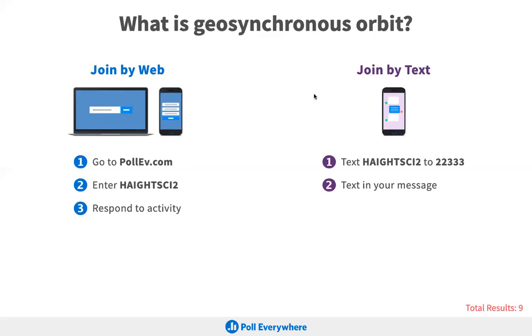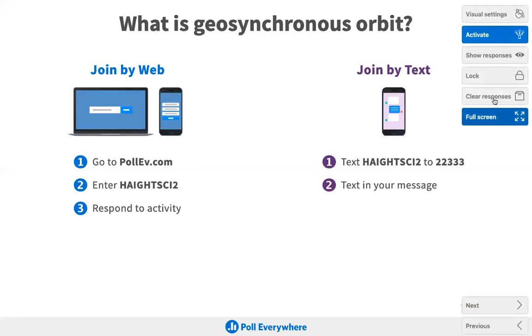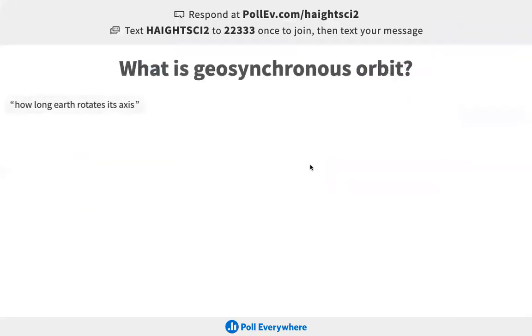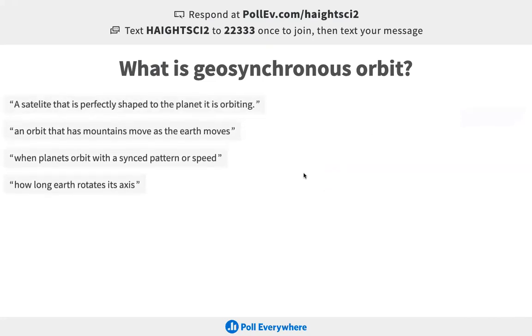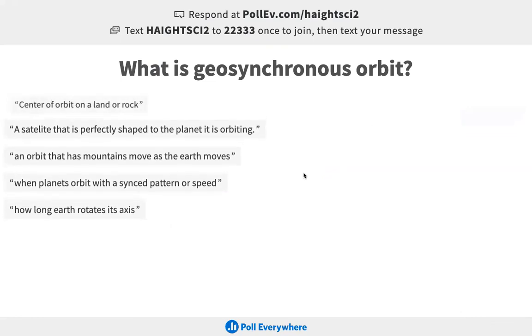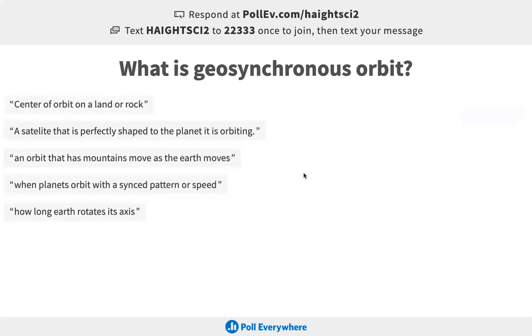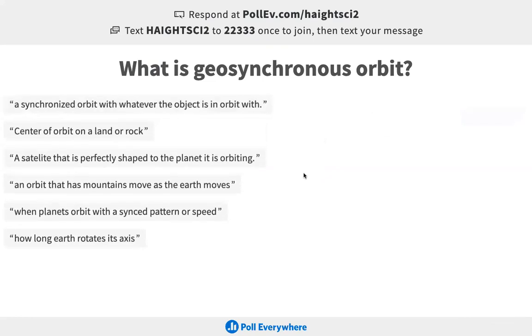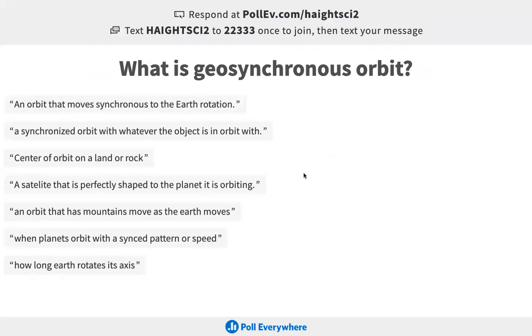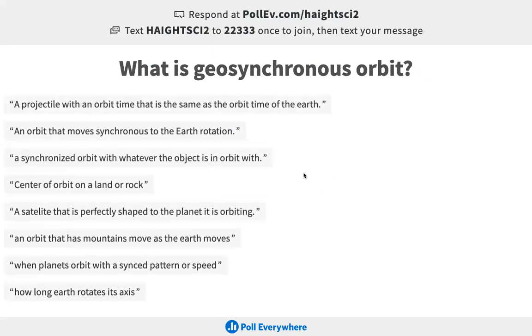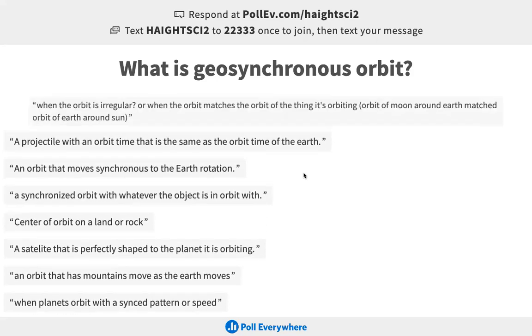All right, let's take a look. One option is how long Earth rotates its axis when planets orbit with a synced pattern or speed. So you're getting at what synchronized means. An orbit that has mountains move as the Earth moves. All right, I think I see it, like on the surface. A satellite that is perfectly shaped to the planet it is orbiting. All right, we'll have to talk about what shape means. Center orbit, land or rock, a synchronized orbit, whatever object is in orbit, an orbit that moves synchronous to the Earth's rotation. There you go.